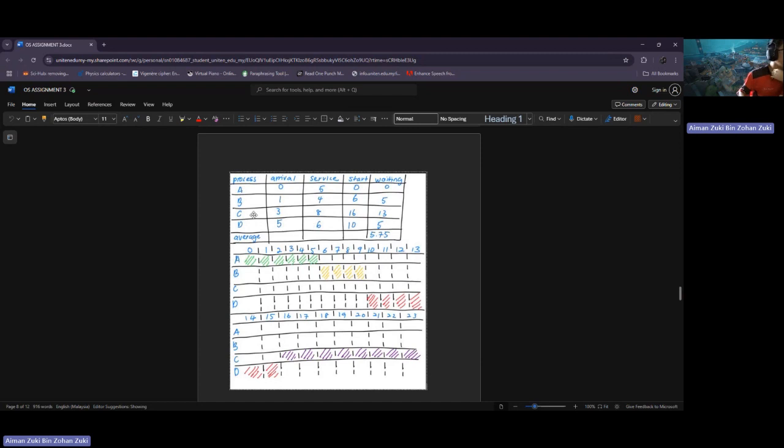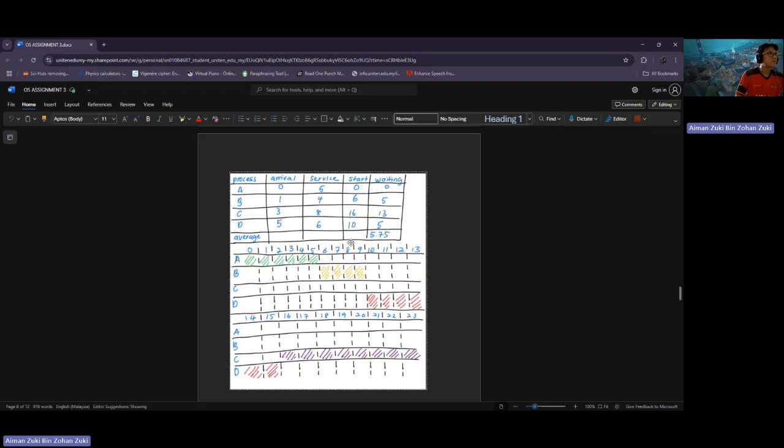For B, we have 4, for C, we have 8, and for D, we have 6. So the shortest process will be B. So B will be the next process that will run after A. Process B will take 4 microseconds to finish, and then we will execute the next shortest process, which is D, which takes 6 microseconds to execute. And then finally, we will execute the last process, which is C. It will take 8 microseconds.